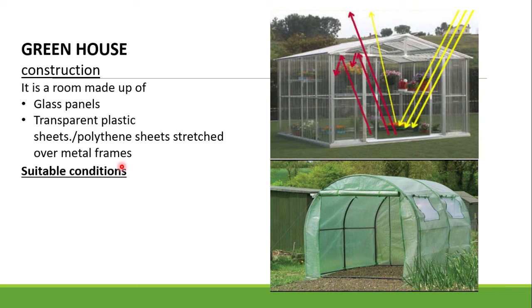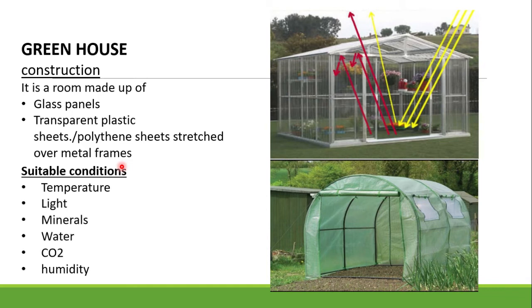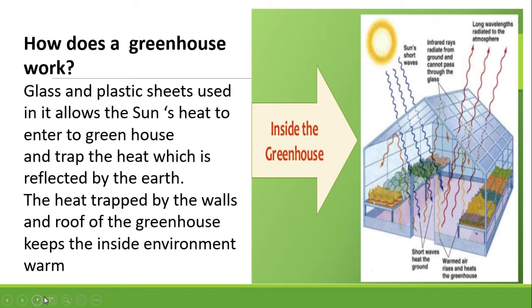Now can you name which suitable conditions these are? These are temperature, light, minerals, water, carbon dioxide and humidity. How does a greenhouse work? What is the principle of a greenhouse?